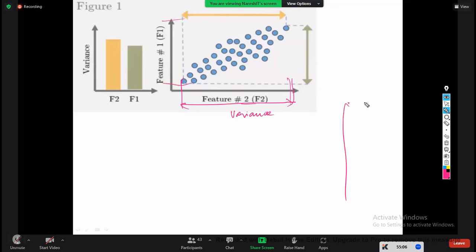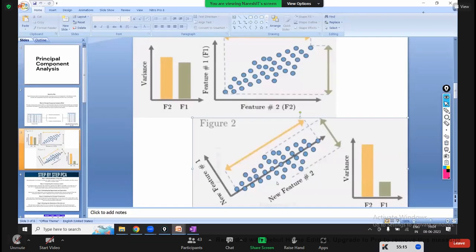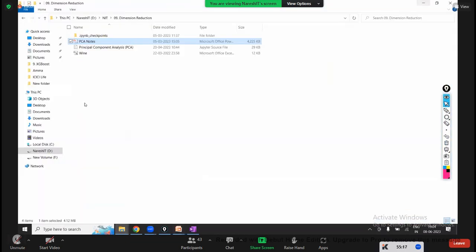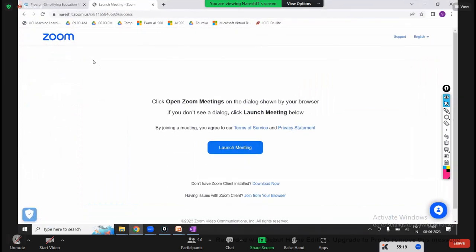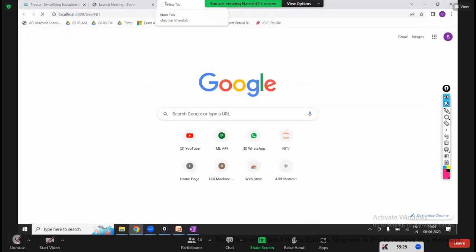Means assume there are two columns, column 1 and column 2. Okay, let me take it like this. Let me try to make it more clear. Just let me try with one more example.